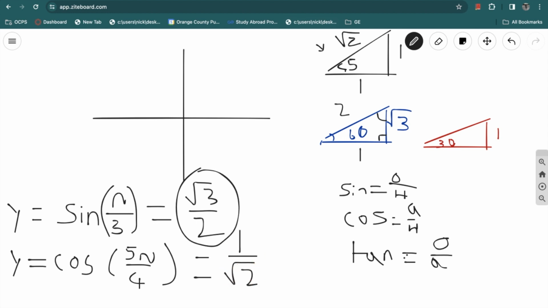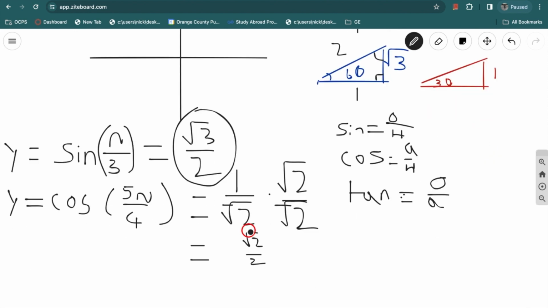Now this answer depends on your lesson, but sometimes they require you to rationalize. So you just rationalize, take the square root out of the denominator, and the way we do it is we multiply by the value of the denominator. So in this case it's square root of 2. So by doing this, the square roots cancel. So that basically is gonna equal square root of 2 over 2. And that's basically gonna be our rationalized answer for y equals cosine 5 pi over 4.